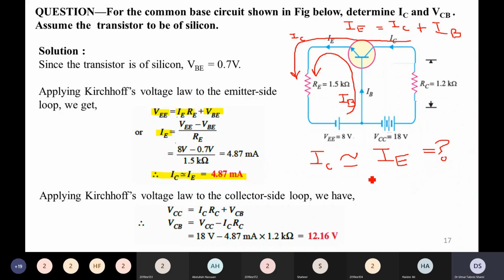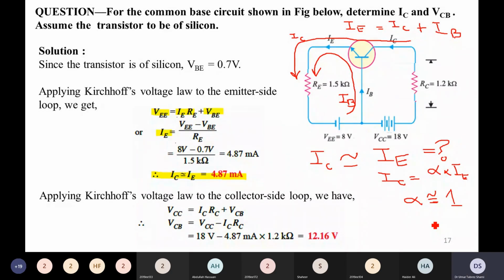The reason is that the relationship between collector current and emitter current is IC equals alpha times IE, where alpha is normally very close to 1. Therefore, IC is equal to IE, or collector current is equal to emitter current. Now, we have found collector current.